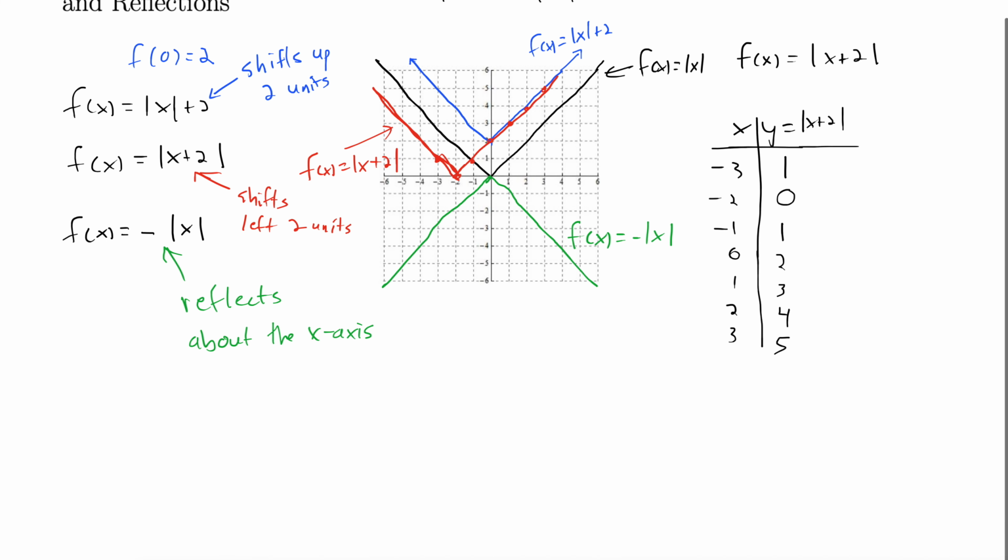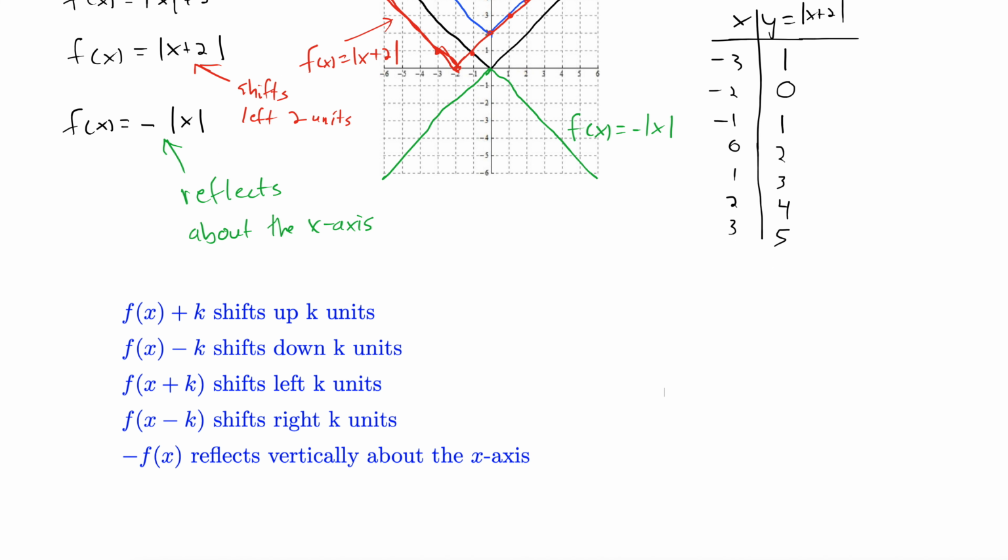In general, for any function f of x, adding k units on the outside, and we'll assume k is positive here, doing plus k shifts it up and a minus k shifts it down. If you're looking at inside the function, like inside the absolute value, like we just did, adding k shifts it to the left and subtracting k shifts it to the right. So it's kind of the opposite when the variable is on the inside of the function. Okay, and then a negative out in front of the function reflects that graph vertically about the x-axis.